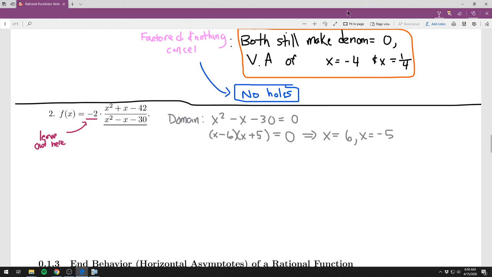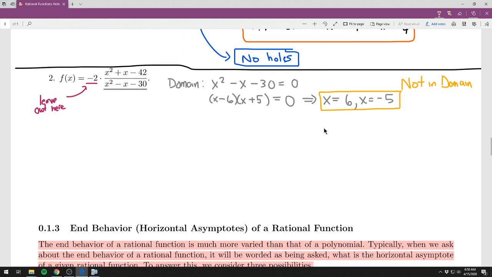Now what I want to remind you here, these two numbers are not in the domain. At each one of these, we're going to have a hole or a vertical asymptote. But they are not in the domain. When I put this in the calculator and do that table thing, when I hit 6 and -5, I will get an error no matter what. I'm not going to do that yet. All right, these are not in the domain.